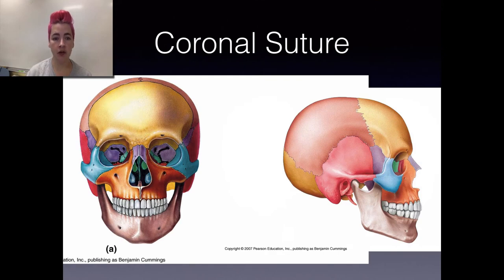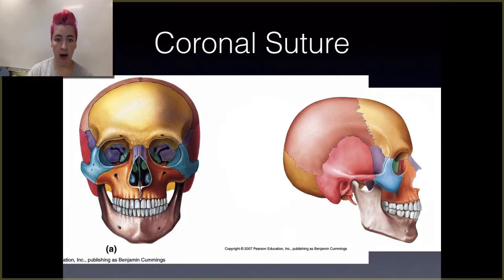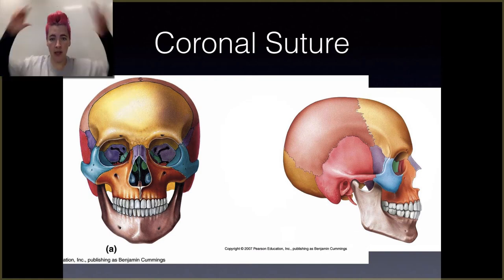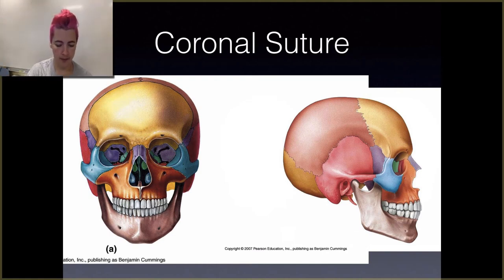The coronal suture is on the crown. Coronation has to do with king, so it's where the crown is, so it's this here. So it is there or here, depending on the view.